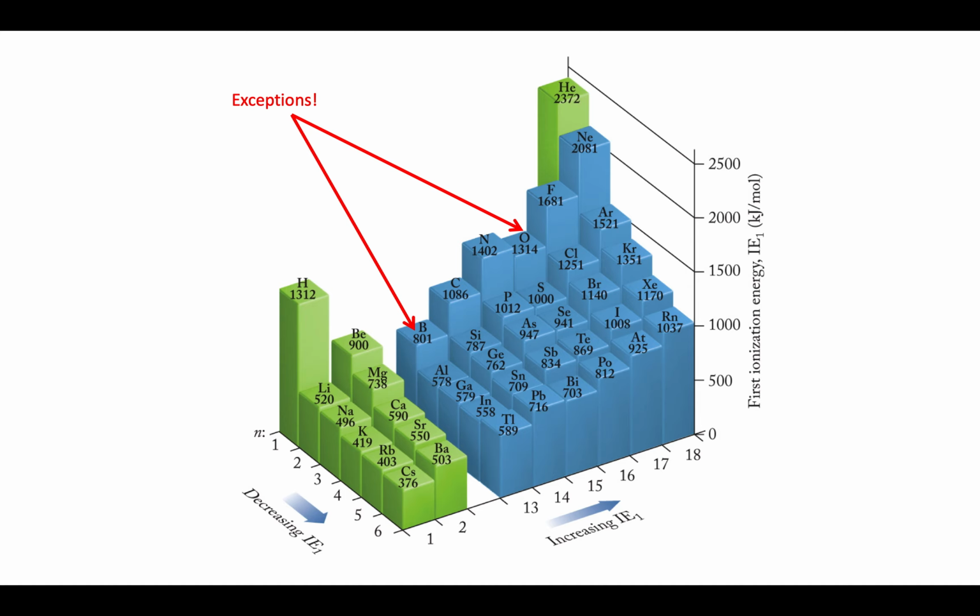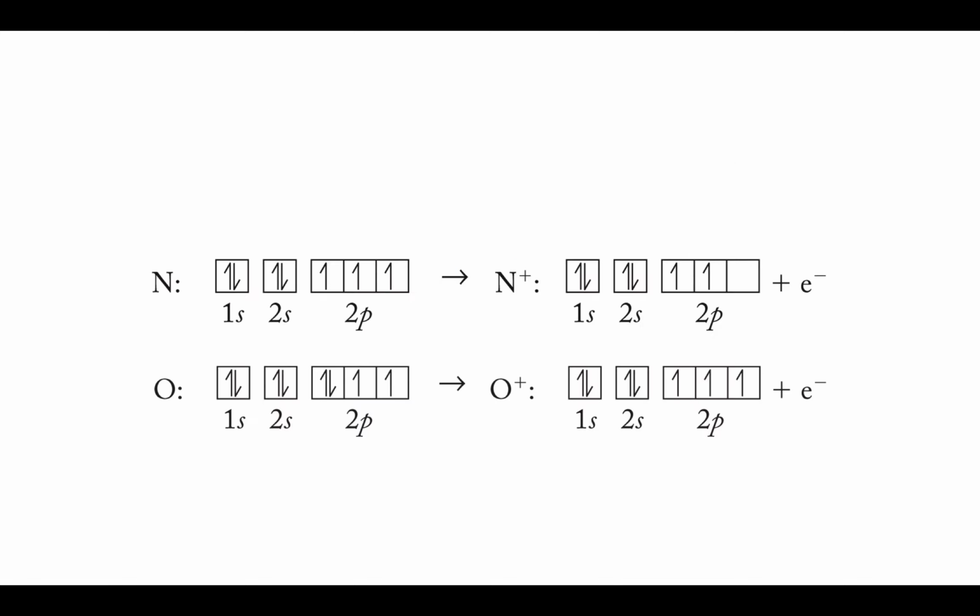energy to remove. The other exception is between groups 16 and 17, or between nitrogen and oxygen. This is because oxygen has 1 paired set of electrons in its p orbital. Paired electrons exhibit electron repulsions, which raises the energy of the orbital.